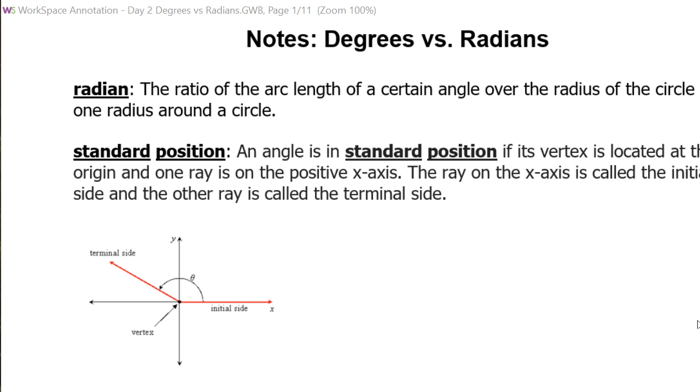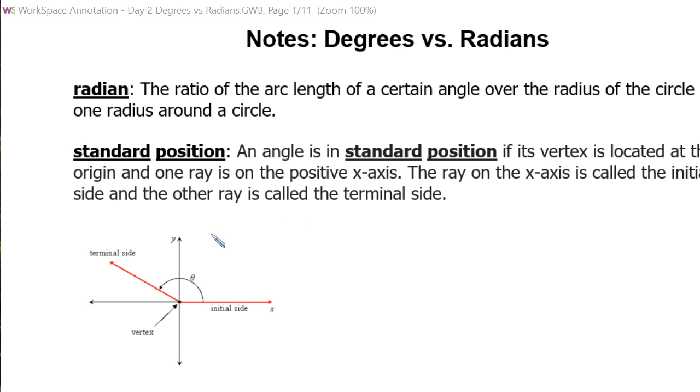Okay, today we are converting degrees to radians and radians to degrees. These first two vocabulary terms, we covered yesterday. We found that a radian is just a unit of measure where we use the radius. And standard position is best seen visually, so a visual definition.